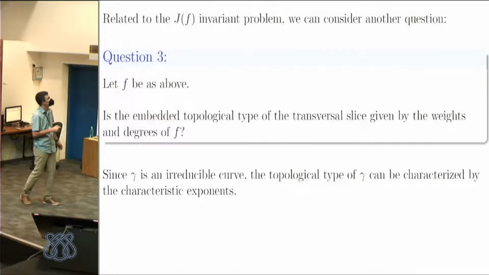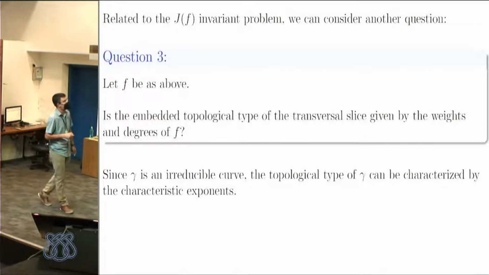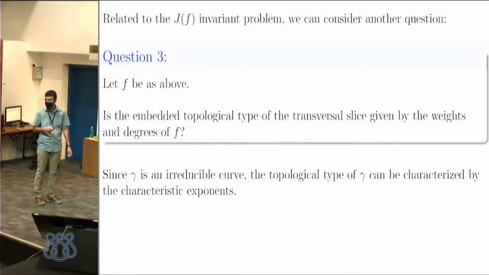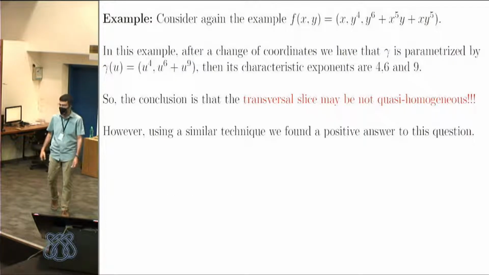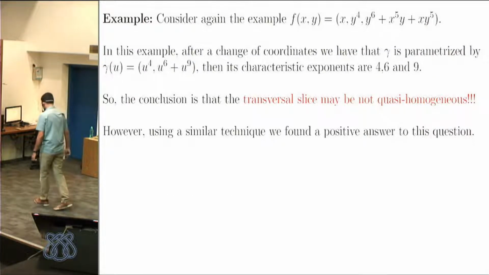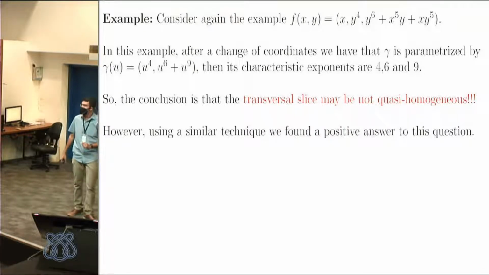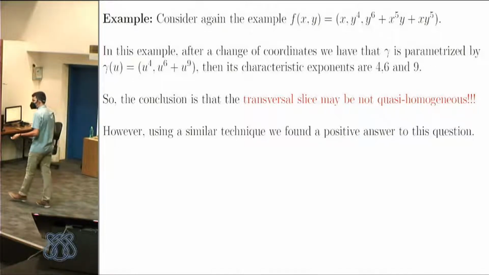Right. So since gamma is an irreducible curve, the topological type of gamma can be characterized by the characteristic exponent. So this is the way to give an answer to this question. But the first thing to think about is what kind of curve we can find when you cut the image of a quasi-homogeneous map germ with a generic plane. If F is quasi-homogeneous, is the slice quasi-homogeneous?